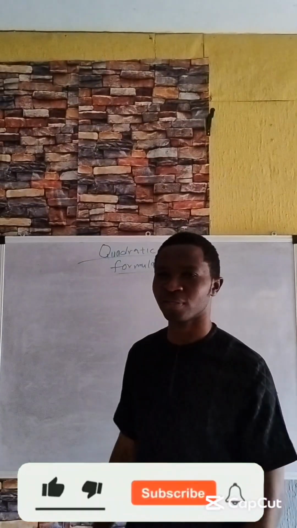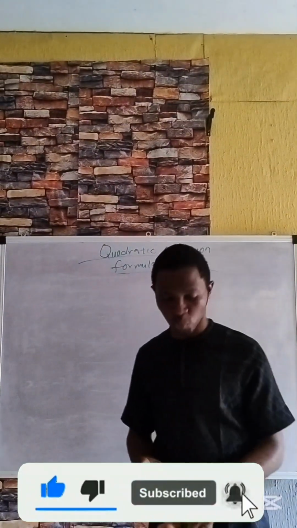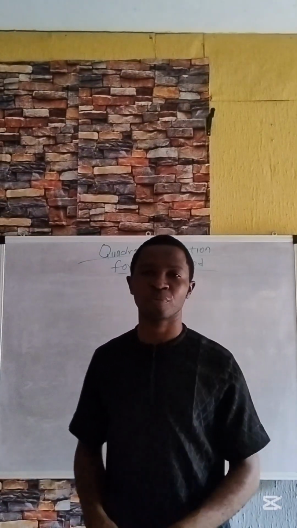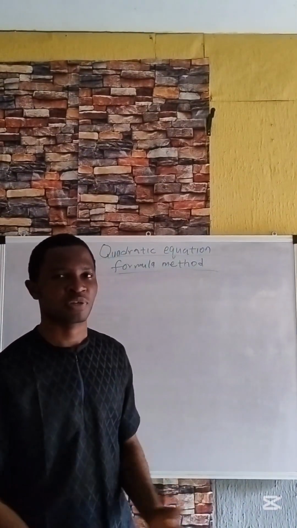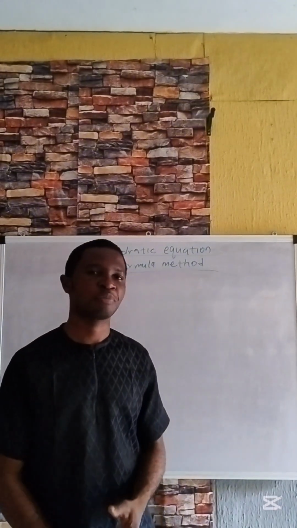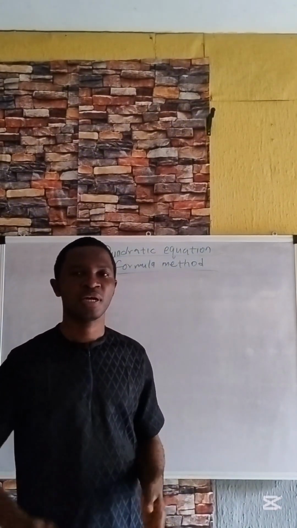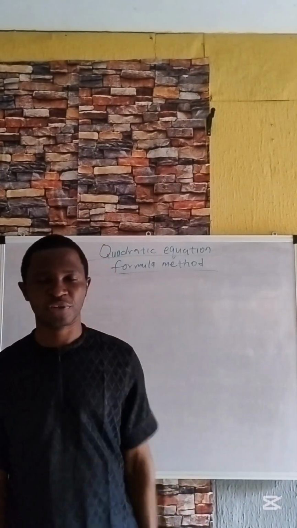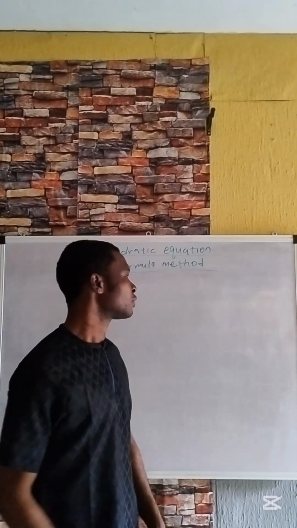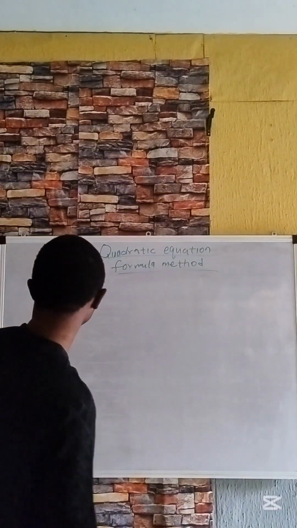Hi, so let's talk about the quadratic equation formula method. Formula method is just one of the methods you can use to solve a quadratic equation. You can also use the factorization method, completing the square method, difference of two squares method, and the graphical method. Five methods to solve that. So let's deal with the formula method for today.